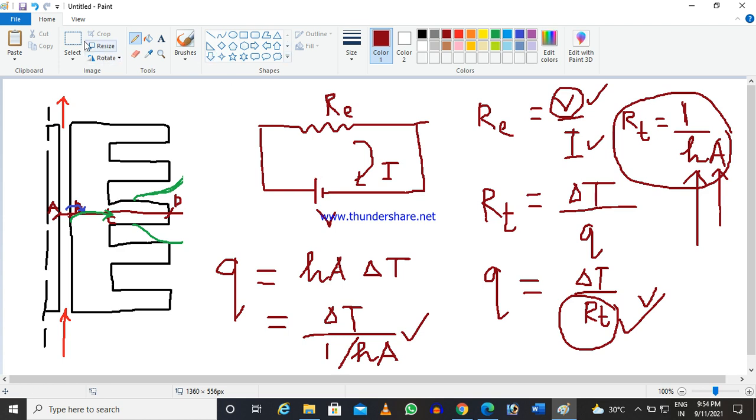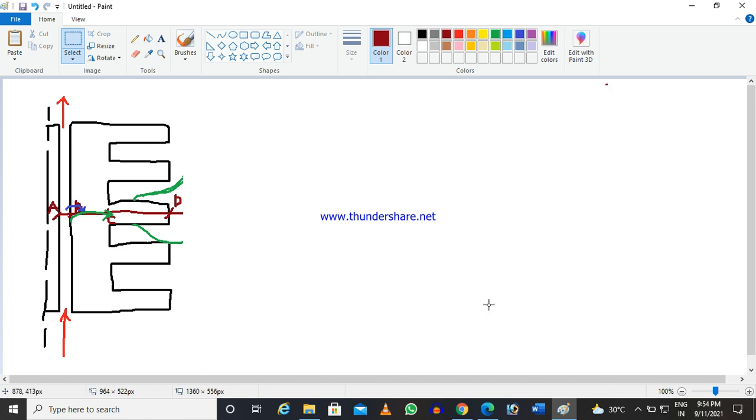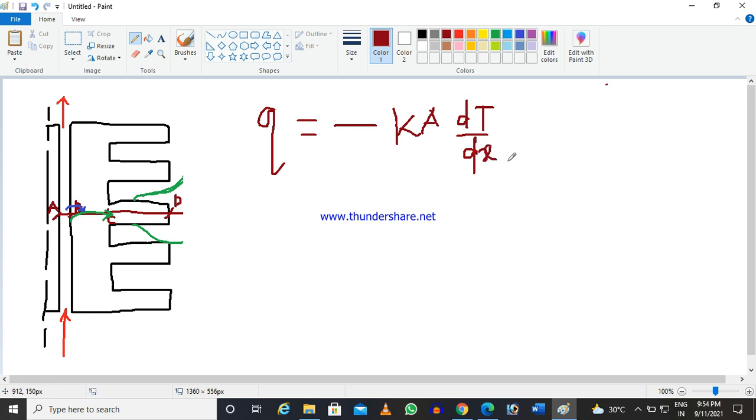Now similarly, if we try to find it out for conduction, you know, conduction is basically based on Fourier's law, minus KA dT by dx. Now if I consider this portion, through this portion only pure conduction is taking place. And you can see this is a cylinder.